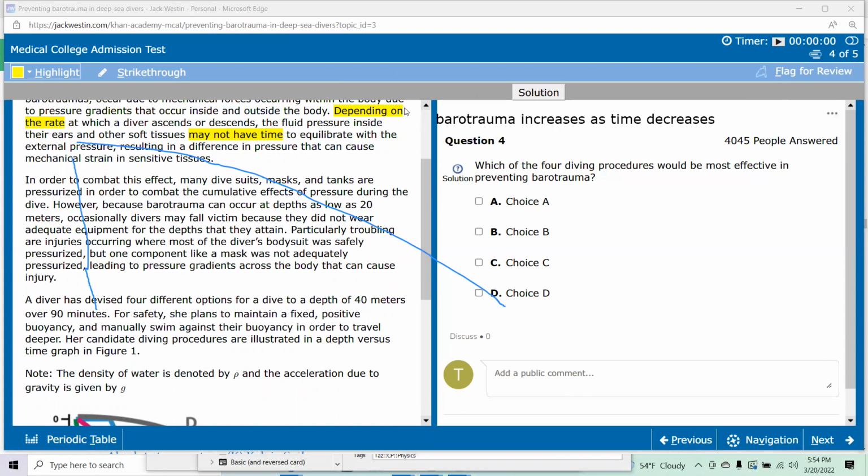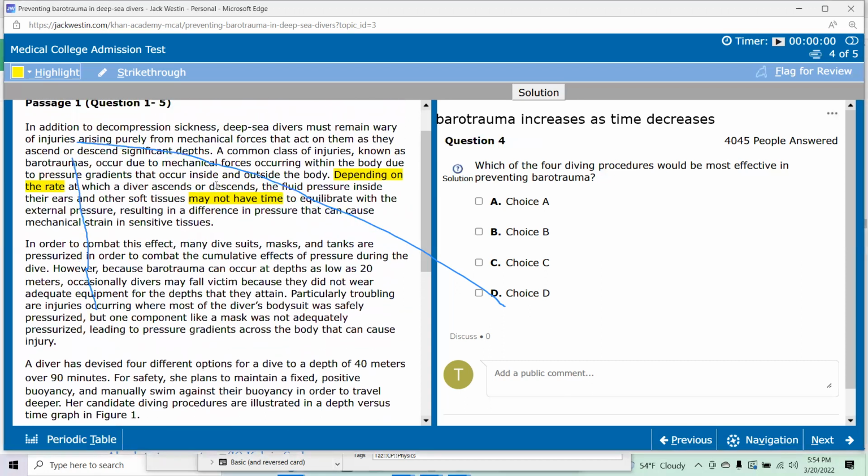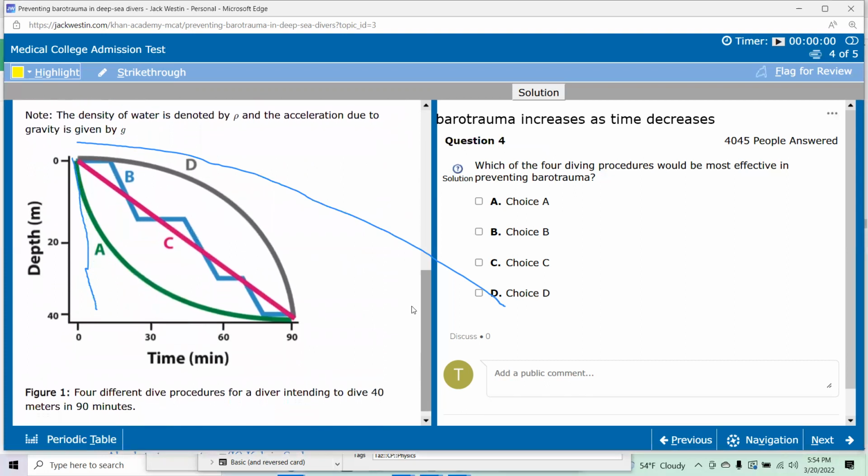Okay, so we saw that depending on the rate at which a diver ascends or descends, the fluid pressure inside their ears may not have time. So the rate, right? So the slope, right? Of these choices, which has the worst slopes, basically?